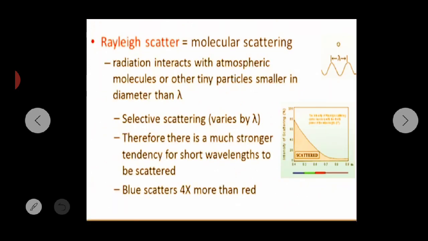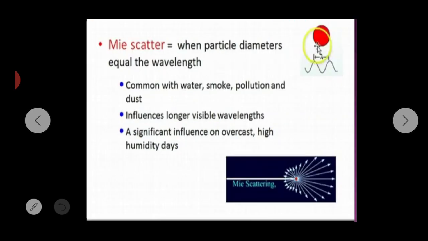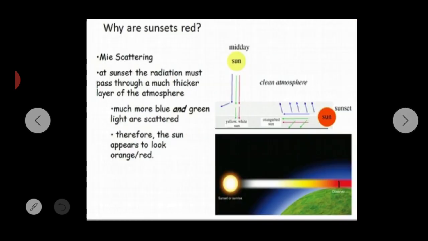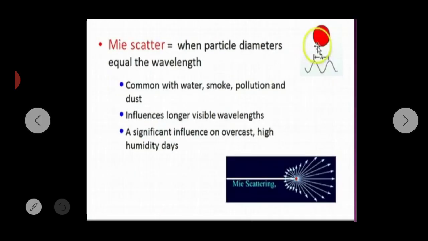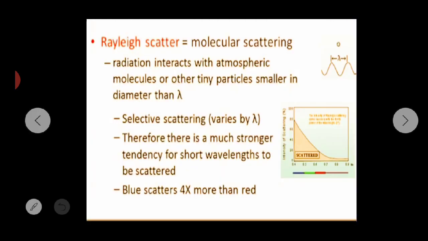Now, scattering happens in three ways. One is Rayleigh scattering, the other is Mie scattering, and the other is non-selective scattering. You will study all these concepts in detail. Rayleigh scattering is nothing but molecular scattering. Radiation interacts with atmospheric molecules or any tiny particles smaller in diameter. That is when Rayleigh scattering takes place.